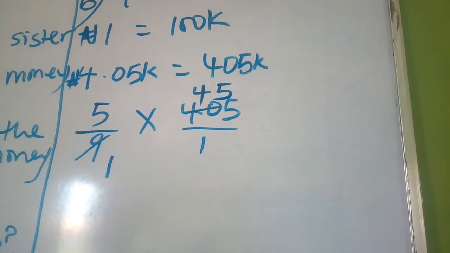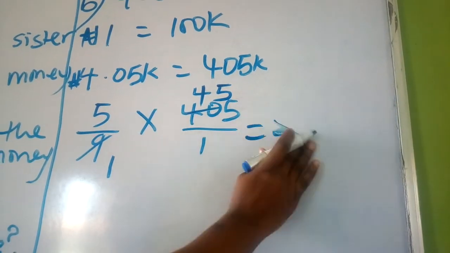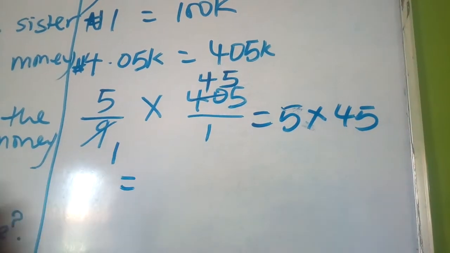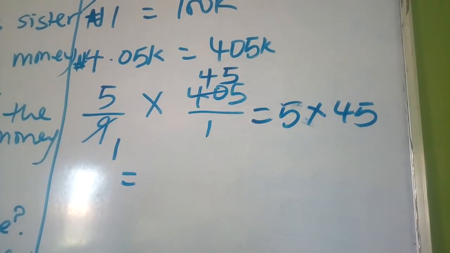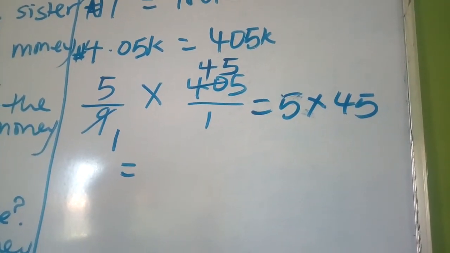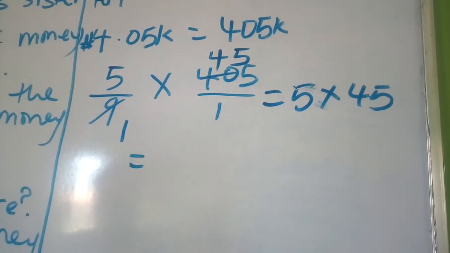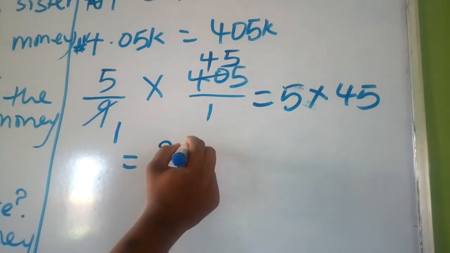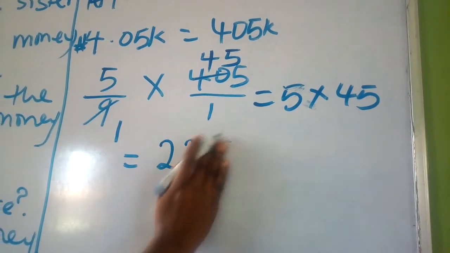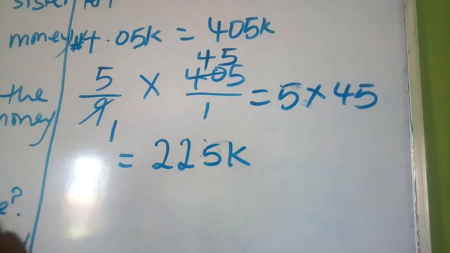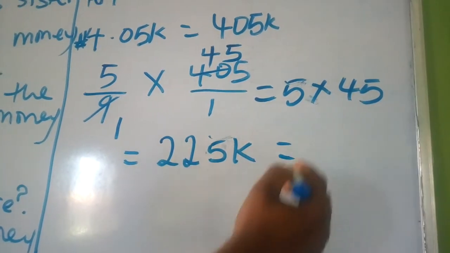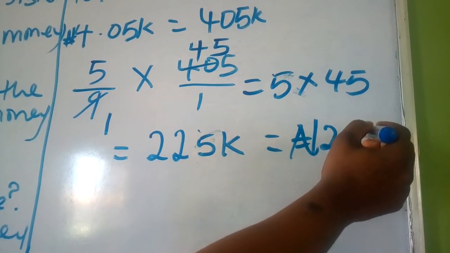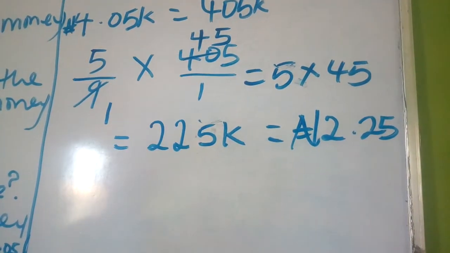So we have 45 times 5. And 5 times 45 is equal to 225 kobo. So we have 225 kobo. Now we can convert this kobo to naira. It will be 2 naira and 25 kobo. Is that clear?